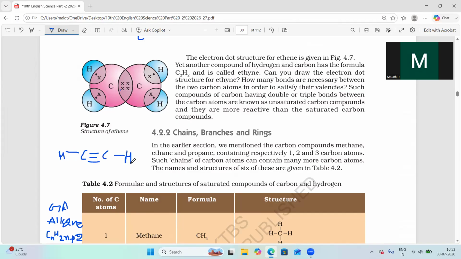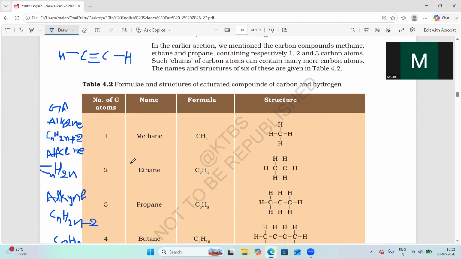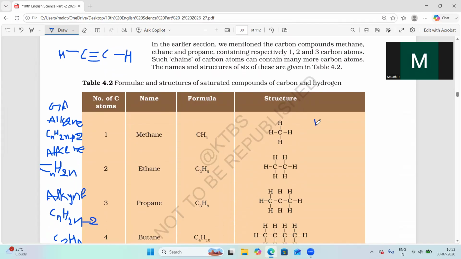If you want to know these things, you have to know this: in organic chemistry, whenever the name starts with meth, the number of carbon atoms is 1. You should remember this, it is very important. Meth means one carbon atom. Eth means the number of carbon atoms is 2. Prop means the number of carbon atoms is 3.